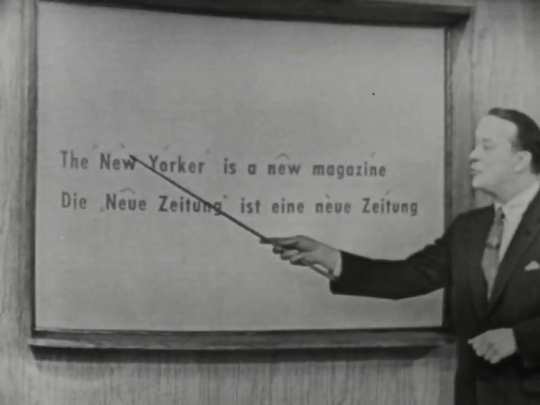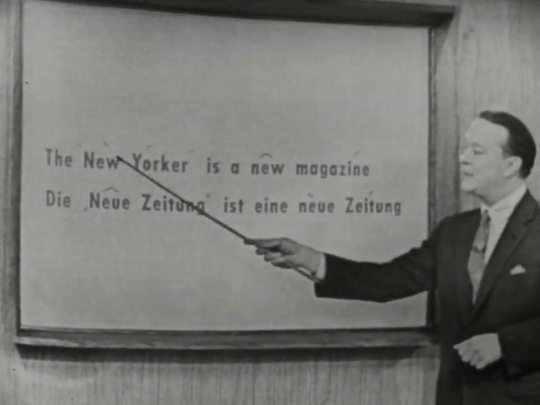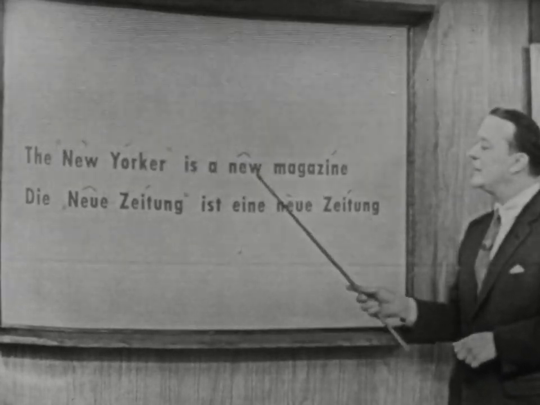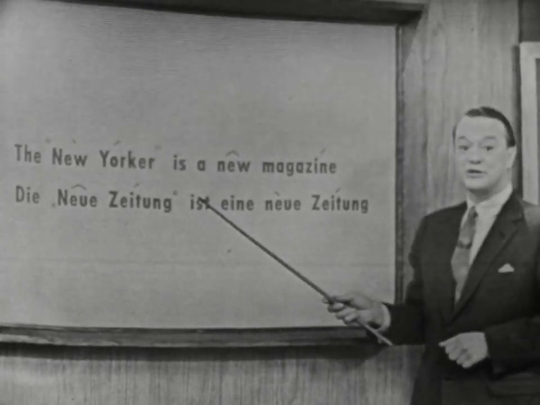Here's a sentence. The New Yorker is a new magazine. In English, tertiary and primary stress makes this a compound, "is a new magazine." Secondary stress here signals the adjective. But what does the German say?